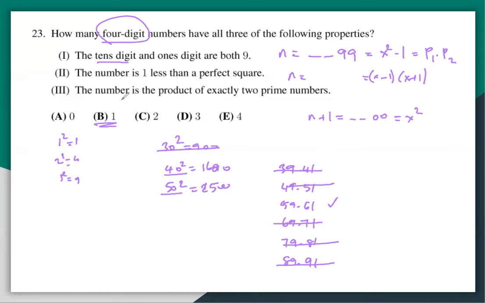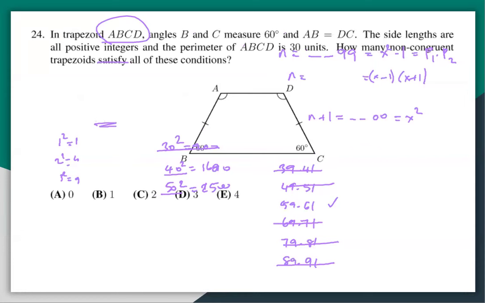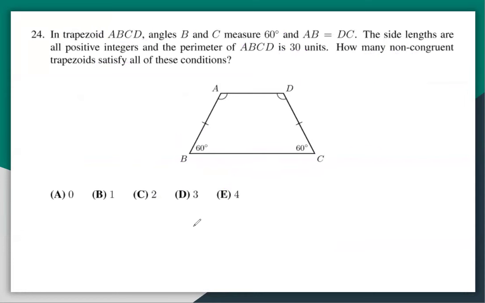I think I'll double check, but it looks like that's the only pair. So the next one is 24. So we have triangle ABC. Okay, angle B and angle C is 60 degrees. Okay, and AB and DC are equal, all positive integers. And the perimeter is 30. Okay, how many non-congruent trapezoids satisfy the condition?